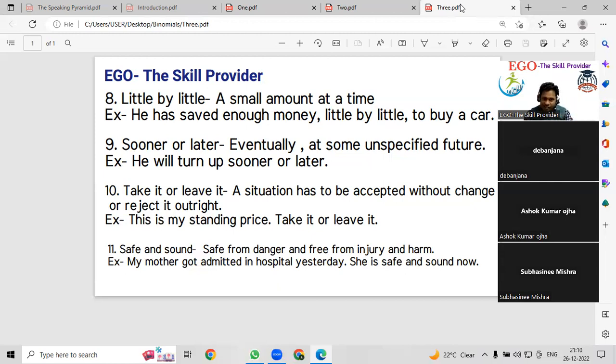Okay, and the last one is called safe and sound. Safe and sound, a very particular word. I really love this word. Safe from the danger and free from injuries or from harm.